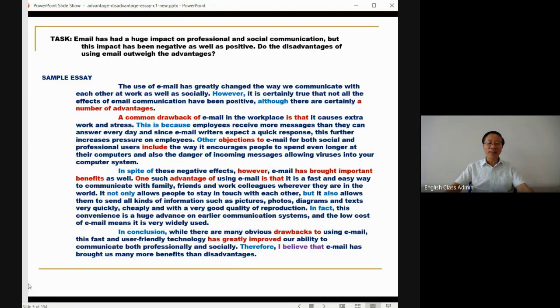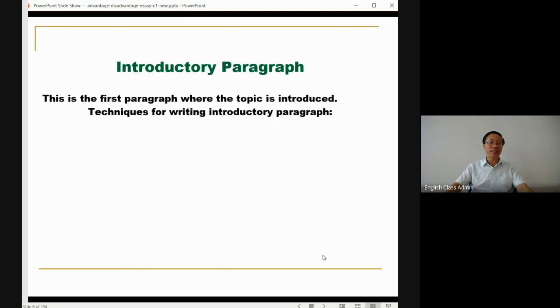And finally, if you look at the words, "I believe that email has brought us more benefit than disadvantage." This phrase indicates the opinion, the final comment, and it also has to answer the question whether the advantages or disadvantages outweigh the other. Okay, now we are going to look at in detail how to write the introductory paragraph.